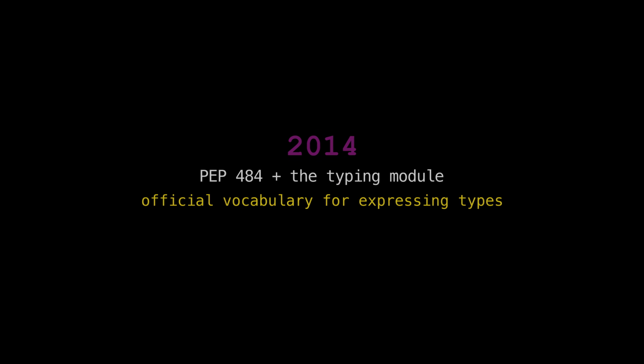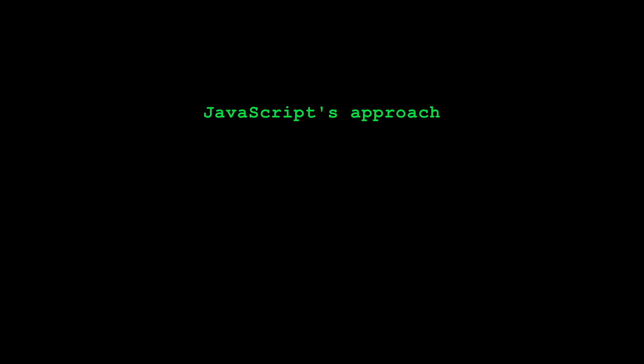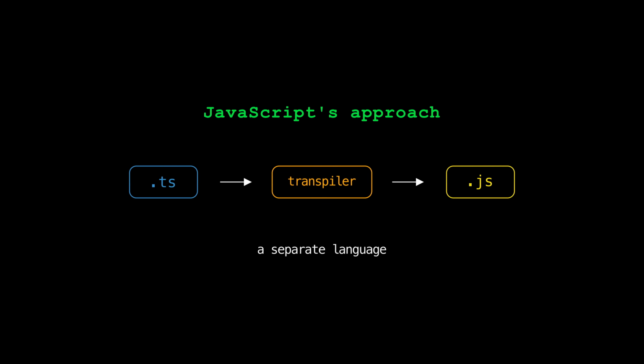It's worth mentioning how JavaScript solved the same problem. JavaScript, another dynamically typed language, faced identical growing pains. The solution there was TypeScript, a superset of JavaScript. You write .ts files, run them through a transpiler, and out comes .js. Python took a different approach.